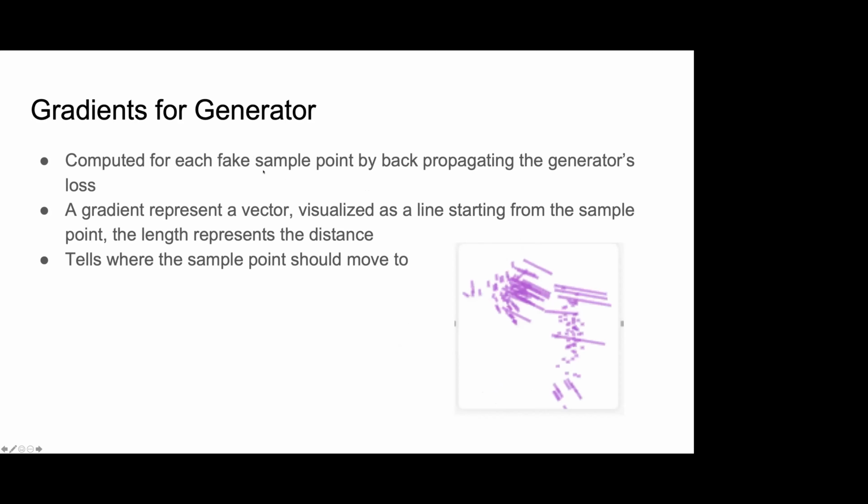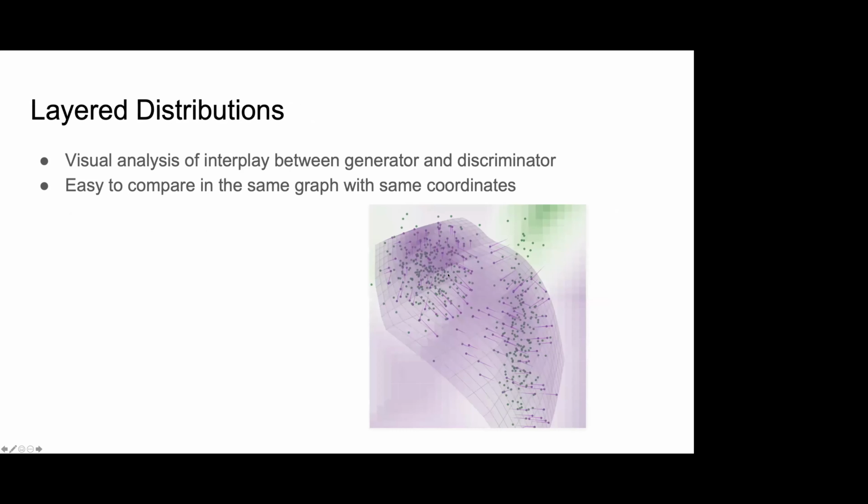And this is the view of the gradients for the generator. It's computed for each fake sample point by backpropagating the generator's loss. A gradient represents a vector visualized as a line starting from the sample point. The length represents the distance. It tells the sample point where it should move to. The gradient is passed to the optimizer, and the optimizer tells the generator's weights how to adjust, so next time it will be more accurate.